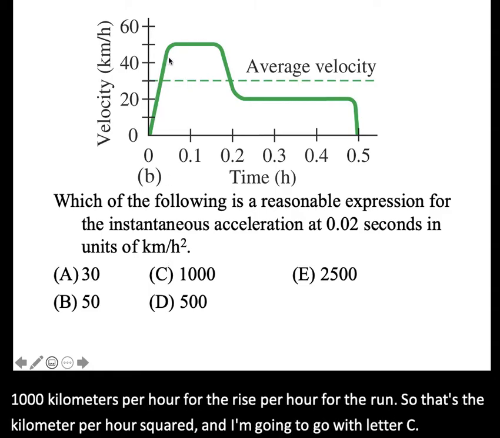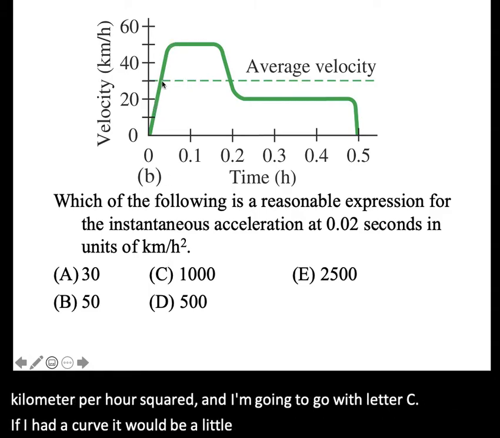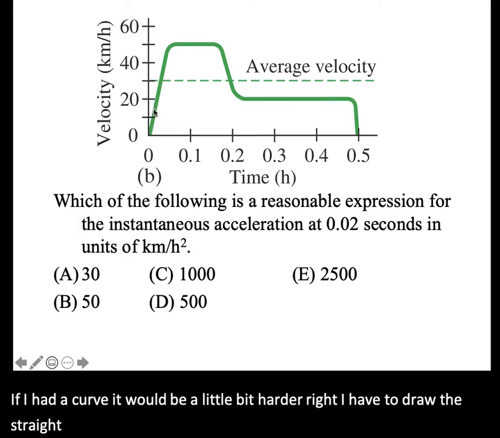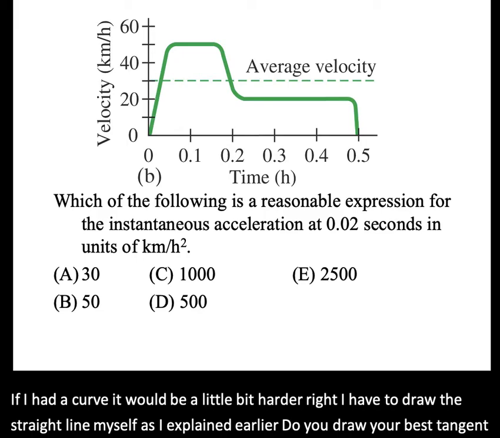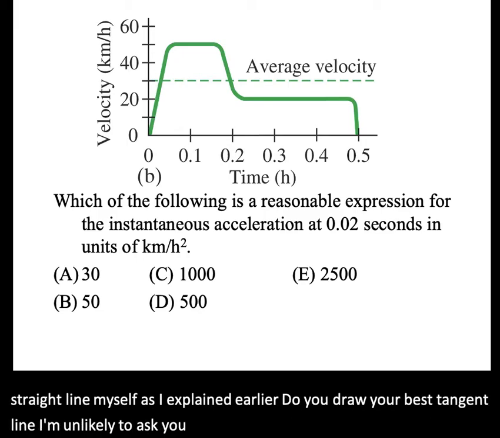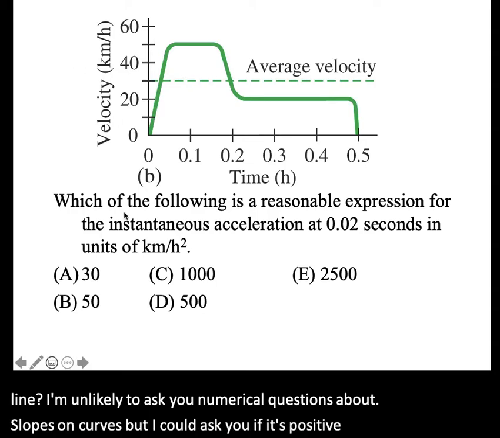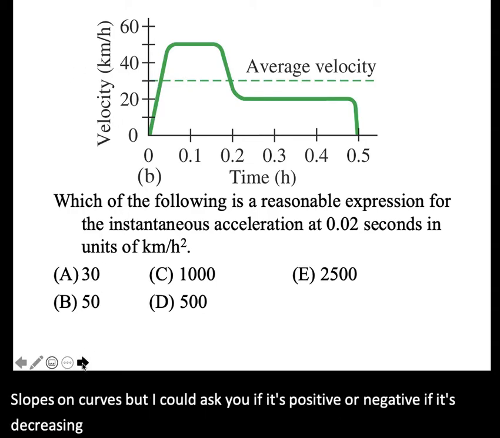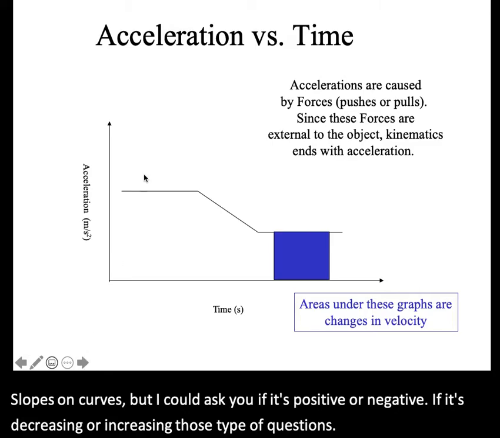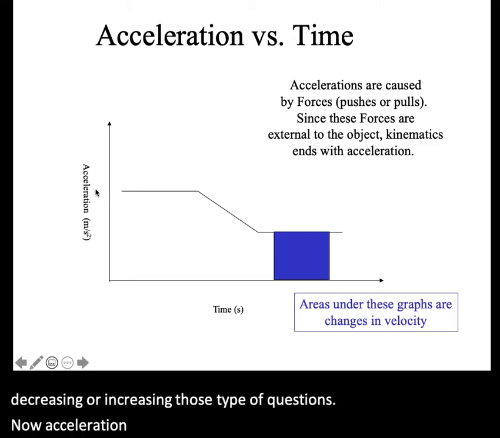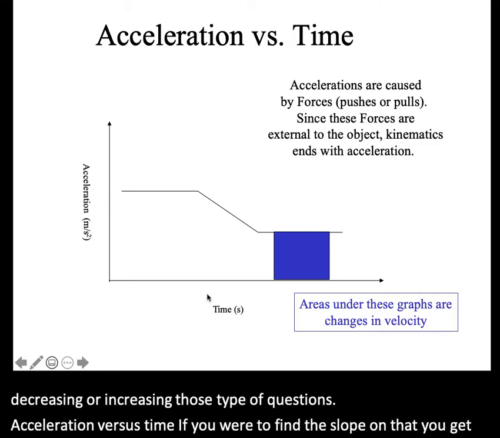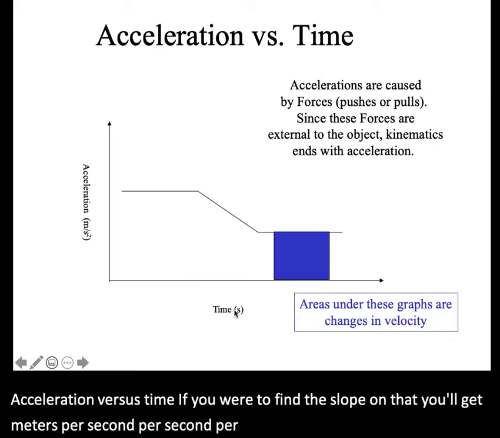If I had a curve, it would be a little bit harder, right? I'd have to draw the straight line myself, as I explained earlier. Draw your best tangent line. I'm unlikely to ask you numerical questions about slopes on curves, but I could ask you if it's positive or negative, if it's decreasing or increasing, those types of questions. Now, acceleration versus time, if you were to find the slope on that, you would get meters per second per second per second, or meters per second cubed, which is not something physicists normally talk about.